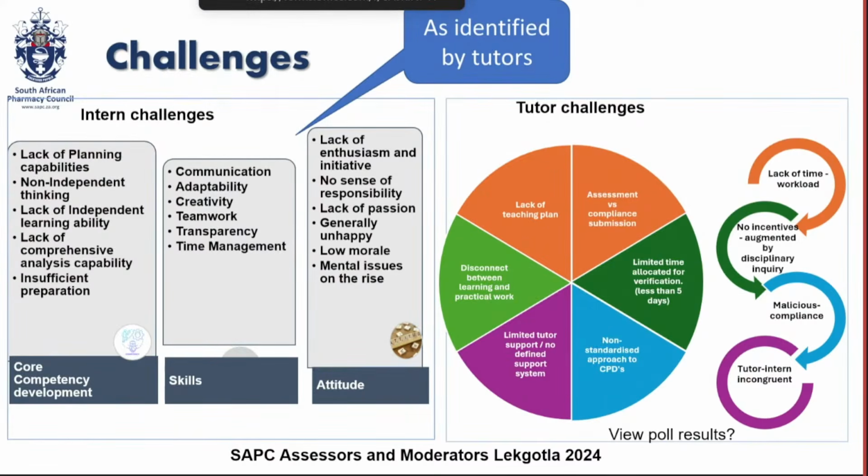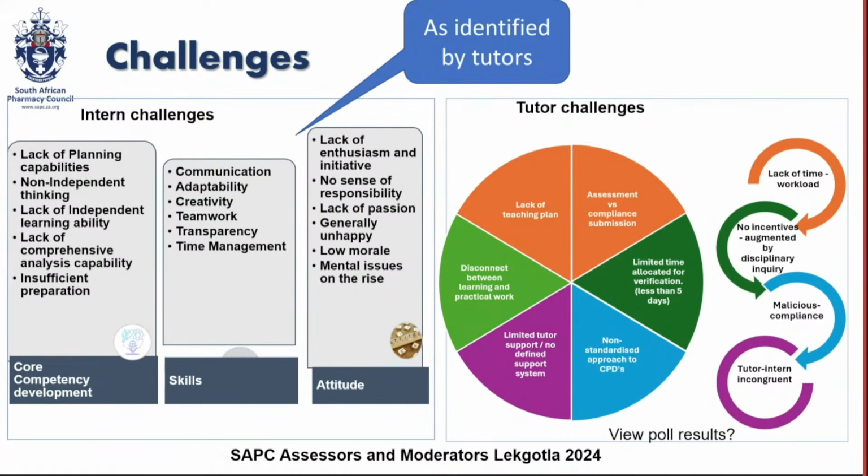Assessment versus compliance submission, where the intern just experiences that the tutor just submits the CPD or the portfolio of evidence for the intern, but lacks the skill to be able to assess that against the assessment criteria and against the behavioral statements. So it was more of a compliance exercise to submit on the intern's behalf without really helping them by assessing those particular portfolio of evidence entries.